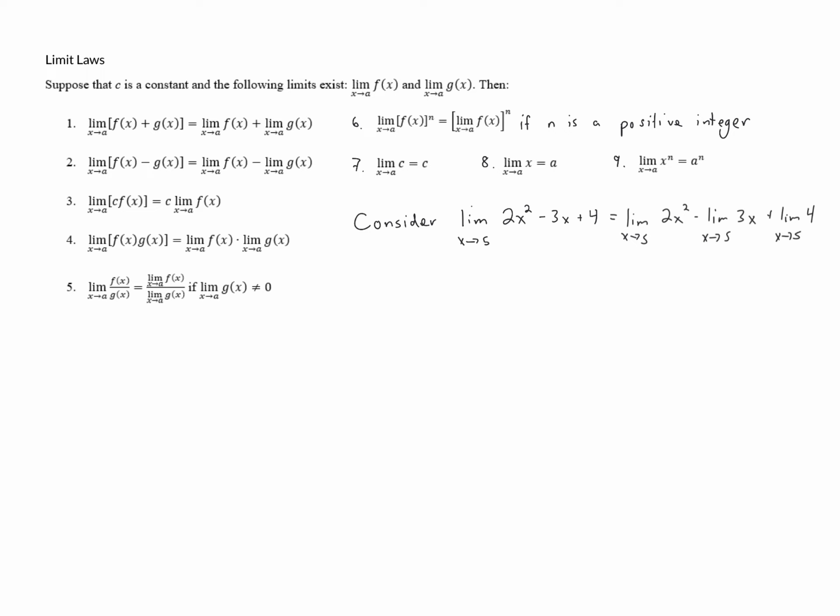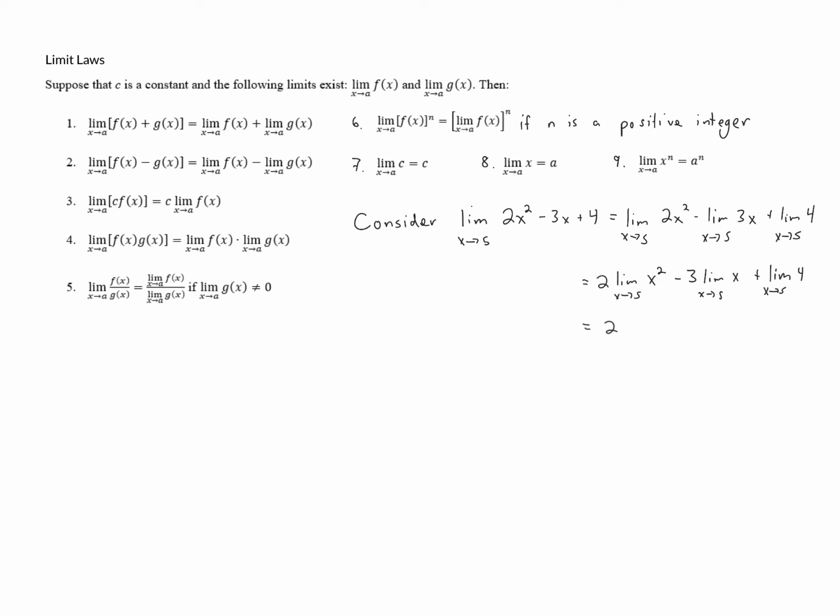But then we also have this rule that says if we have the limit of a constant times a function, we can pull that constant outside of the limit. So we can write this as 2 times the limit as x approaches 5 of x squared minus 3 times the limit as x approaches 5 of x, and then plus the limit as x approaches 5 of 4. And once we've done that, we can use this rule right here. If we want the limit of x to a power as x approaches a, we can just plug in a to that power. So here we can plug in 5 here for 5 squared.